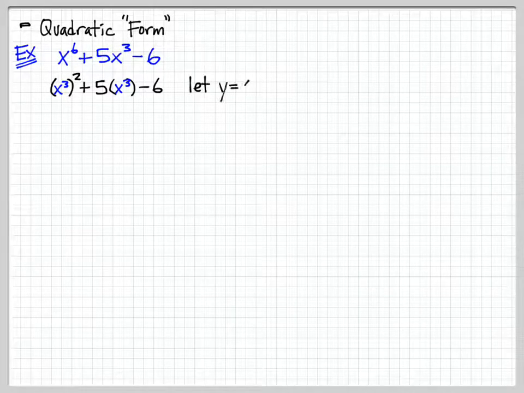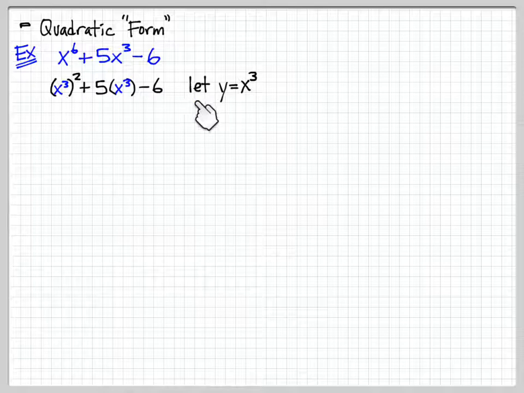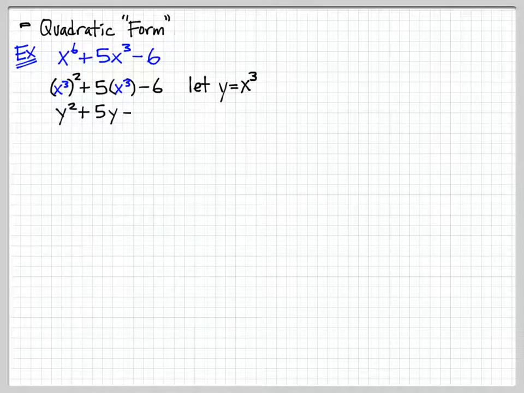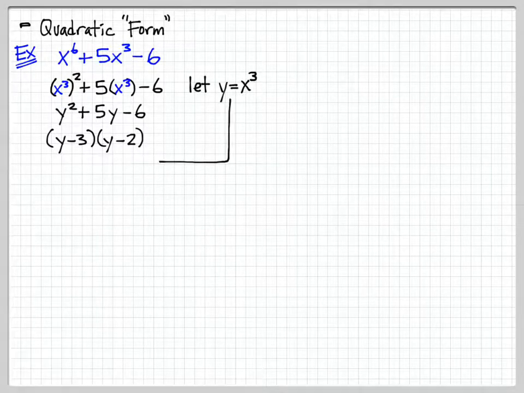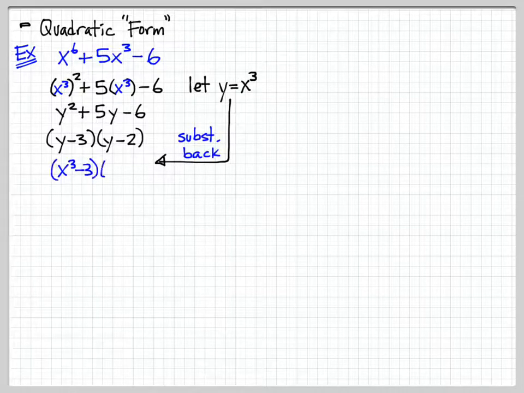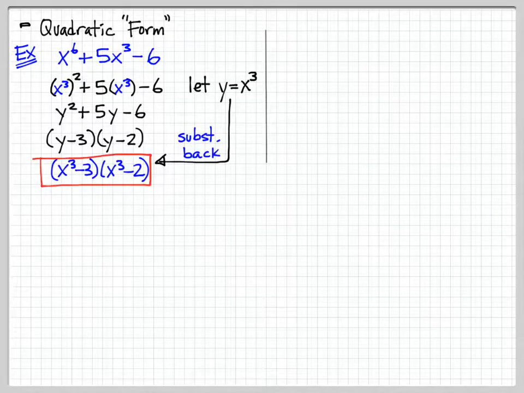So we can then say let y is equal to x to the 3rd. And we're going to substitute wherever we see the x cubed, we're going to substitute it with y. And so now we're left with a kind of easier to comprehend polynomial, and this is something that we can factor. It's in a quadratic form that's factorable, and it simply factors down to y minus 3 times y minus 2. And at this point now, we're going to take our x cubed and substitute it back in. And so we have x cubed minus 3, x cubed minus 2.